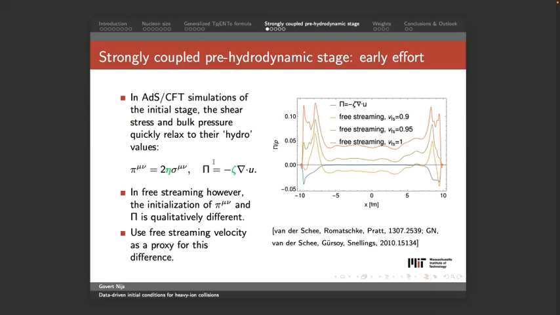Yes, hydro, exactly. It doesn't have to be Navier-Stokes to call them hydro values. Yeah, sure.